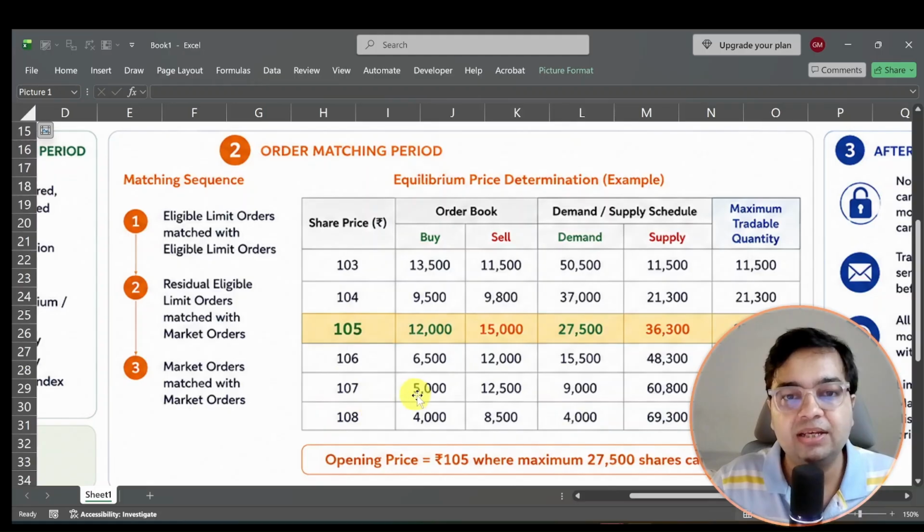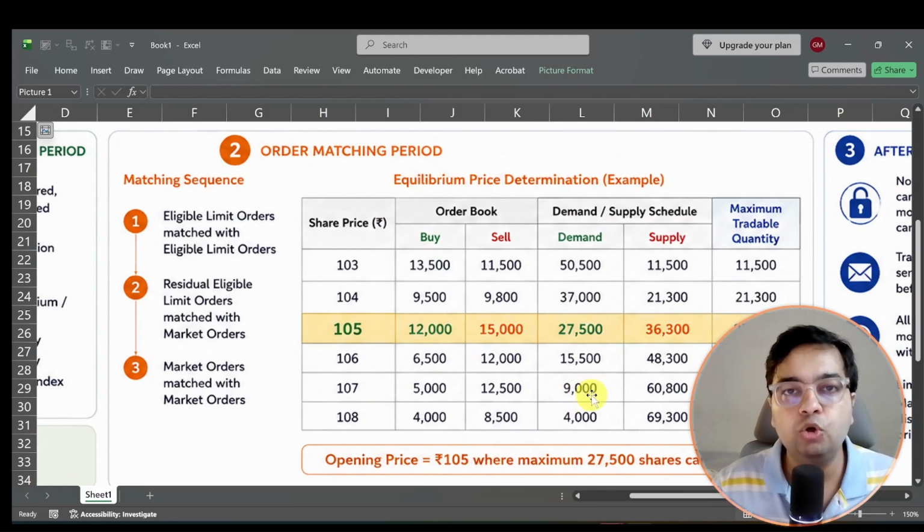At 107, a quantity of 5,000 has been placed. And when we look at the demand schedule, it is 5,000 plus 4,000, making the demand at 107 equal to 9,000. Now, the question is why this is 9,000.